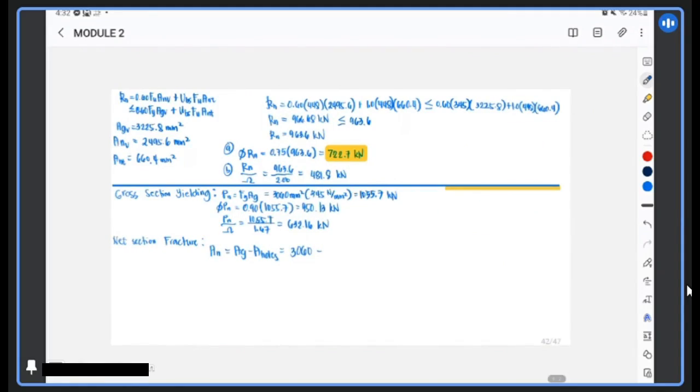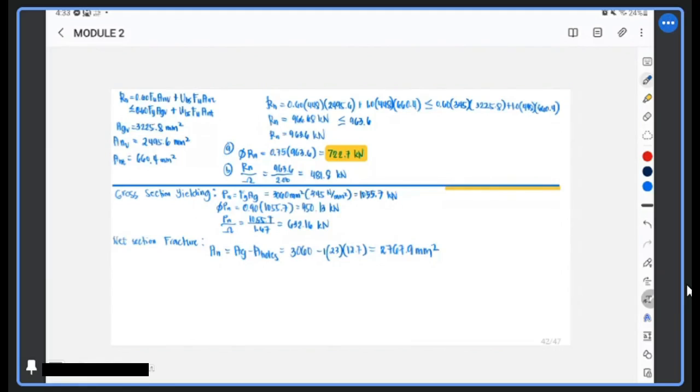So, the area of the hole is just one: 23 mm by the thickness, 12.7 mm. Okay, and this is our net area. That is 3,060 minus 23 by 12.7, which is 2,767.9. Please correct me if I'm wrong with my calculations.